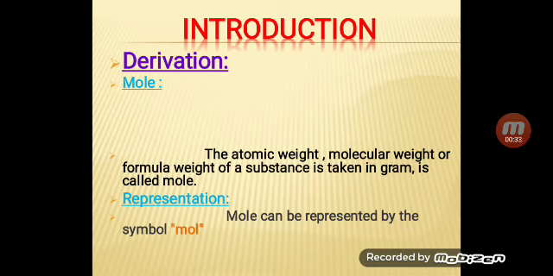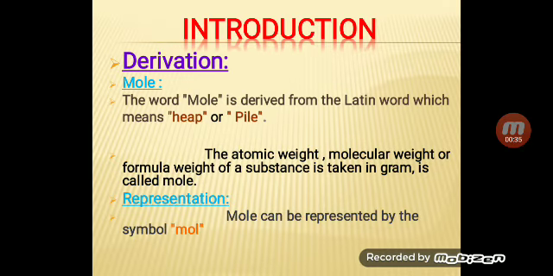Dear students, mole is derived from the Latin word which means heap or pile. Heap or pile means the combination of large number of particles. That's why we can define mole as the combination of similar 6.023 × 10^23 particles. So mole can be defined as the atomic weight, molecular weight or formula weight of substance when taken in gram. Mole can be represented by mol.